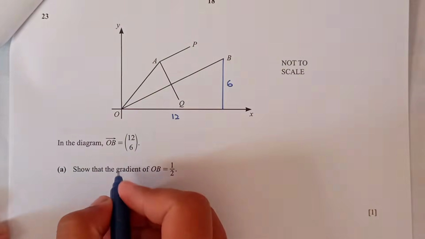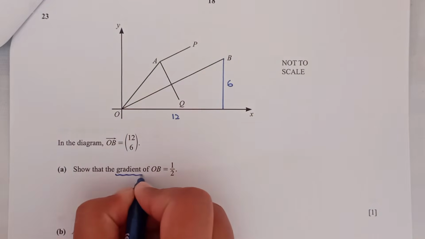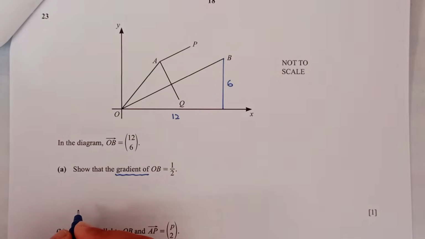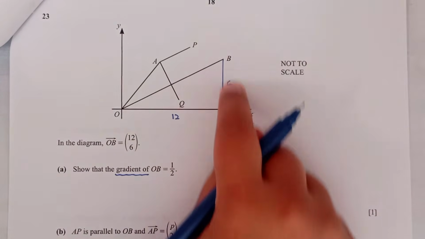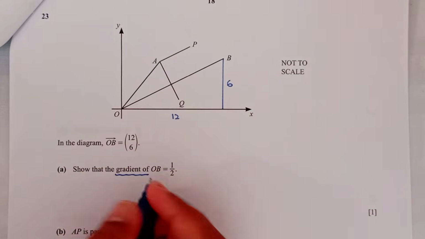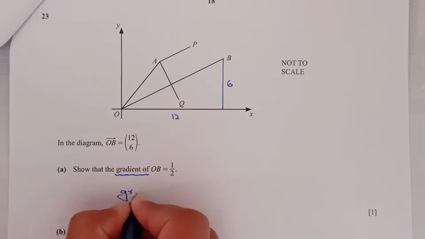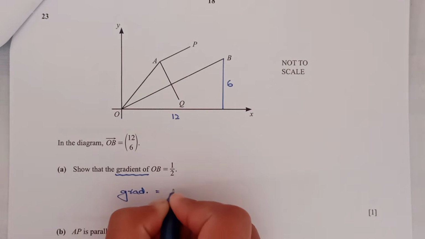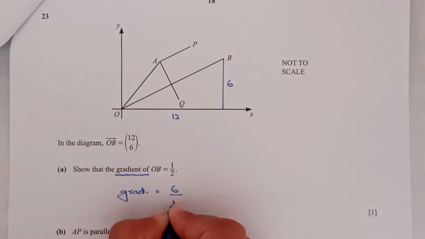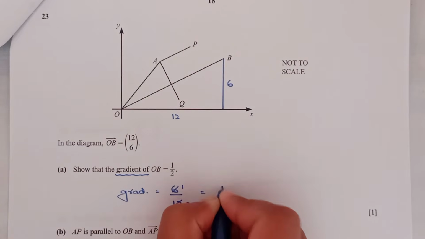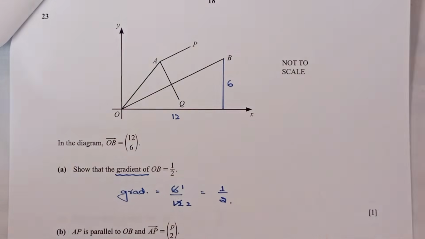So the gradient, we know that is change in y over change in x, right? So change in y is 6 and the change in x is 12. So we can say that gradient is change in y over change in x. So 6 times 1 is 6, 6 times 2 is 12. So this would be equal to 1 by 2, right?